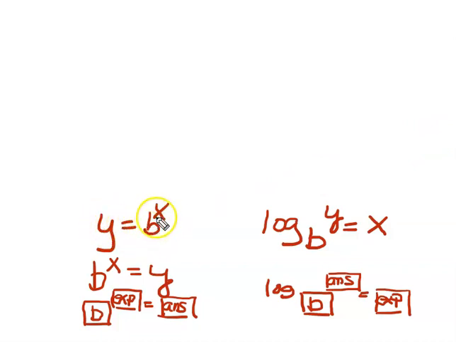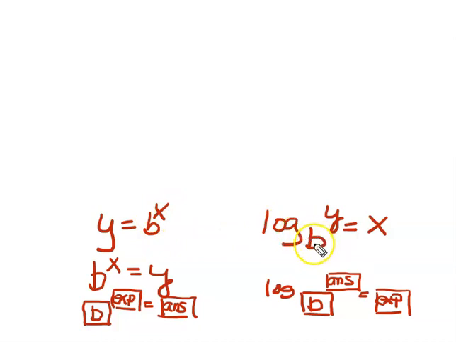Y equals b to the x power. This is in its exponential form. And then log base b of y equals x here. This is the exponent. So looking at it, I've switched them around a little bit here, that if we have a base to an exponent, which is what we're illustrating in these little boxes here, this equals the answer. Y is the answer when you raise this base to this exponent.